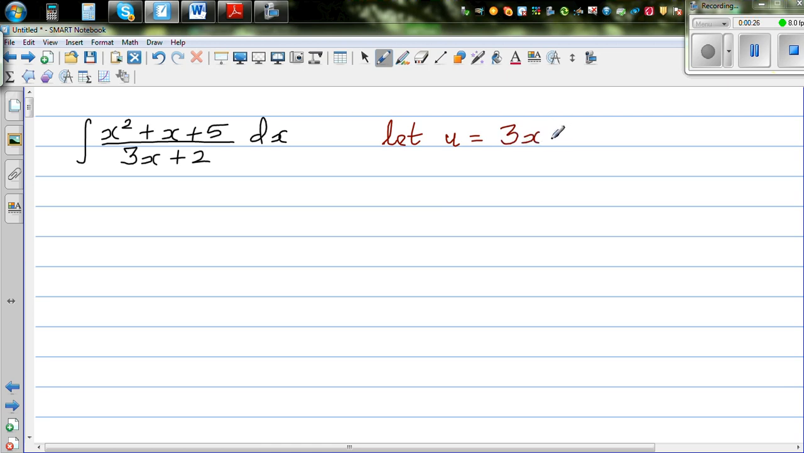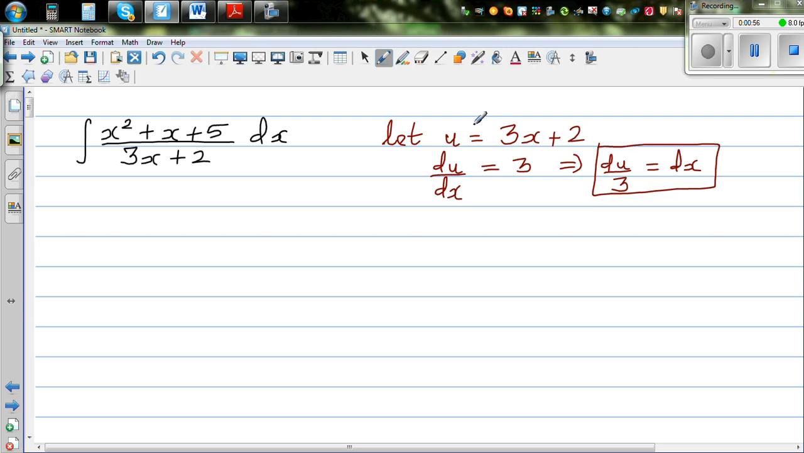Now what I'm trying to do is express this whole thing, which is in terms of x, in terms of u. Well, I can see dx here, so I'm going to differentiate both sides with respect to x. So du by dx is equal to 3, which implies du by 3 is equal to dx. So I've expressed dx in terms of du.